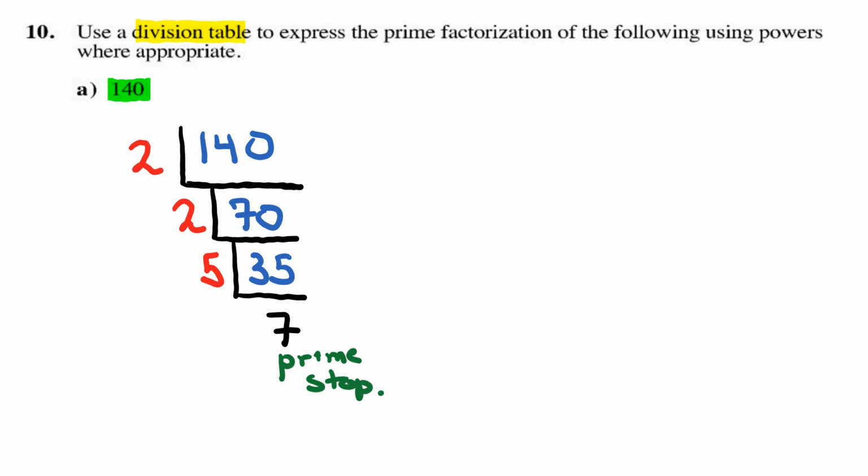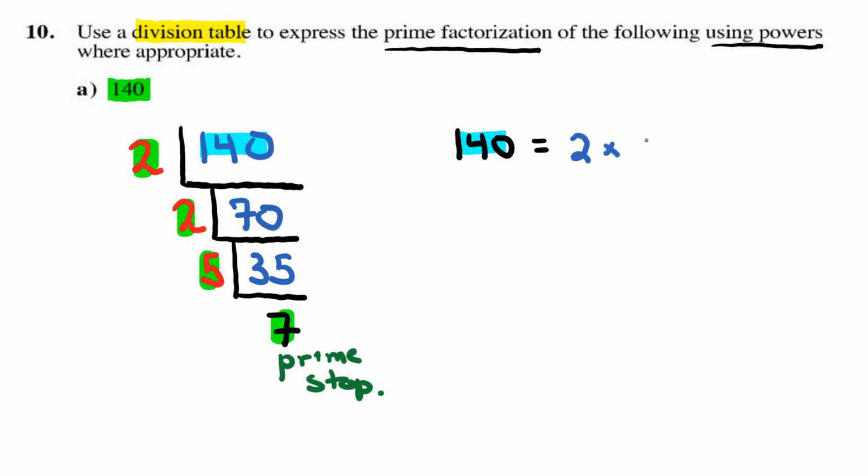Okay, so what we're going to do now is write our answer using prime factorization, and we're also going to write our answer using powers where appropriate. So what we're going to say here using this division table method is that our original number was 140, and all these numbers on the outside here, 2, 2, 5, 7, 2 times 2 times 5 times 7, these are all the factors for 140.